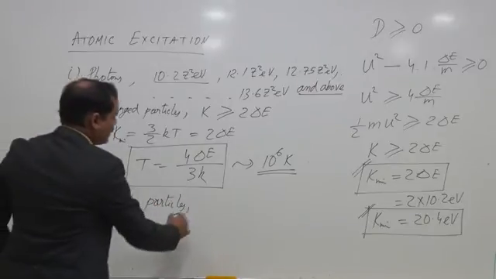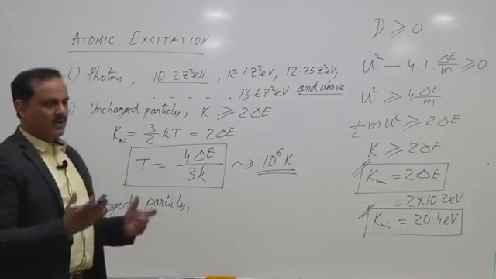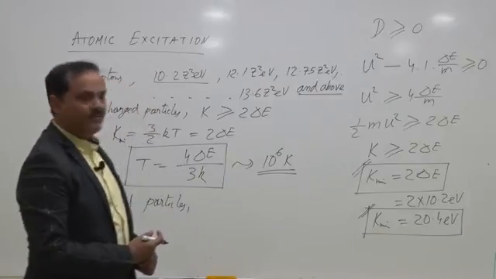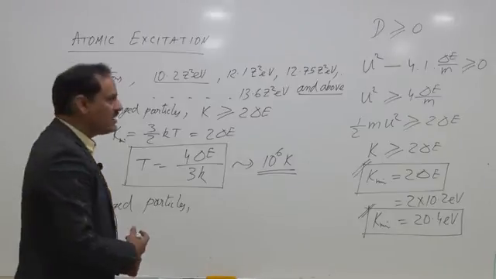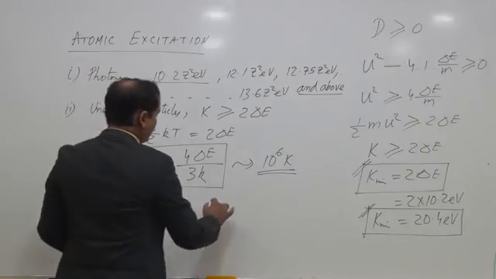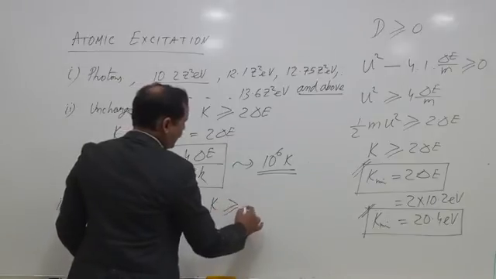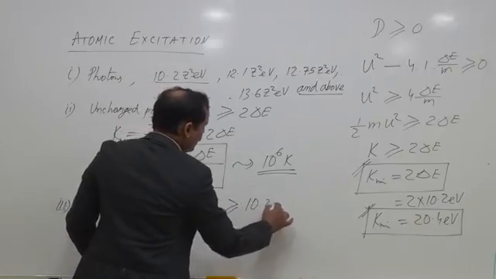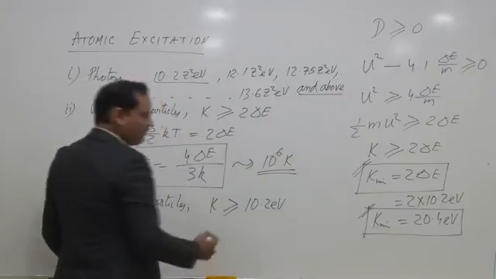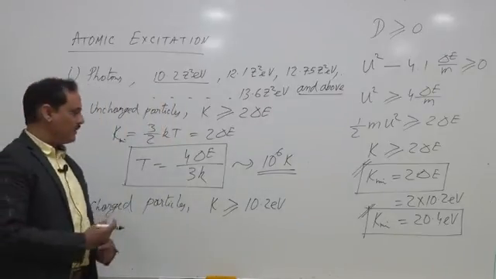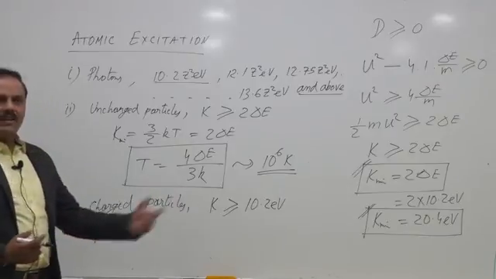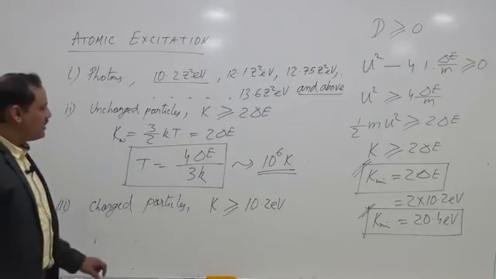Charged particles, suppose we bombard electrons on atoms, electrons having sufficient energy. The kinetic energy of the electron has to be greater than or equal to 10.2 electron volt. That much energy is sufficient for exciting atoms by charged particles.